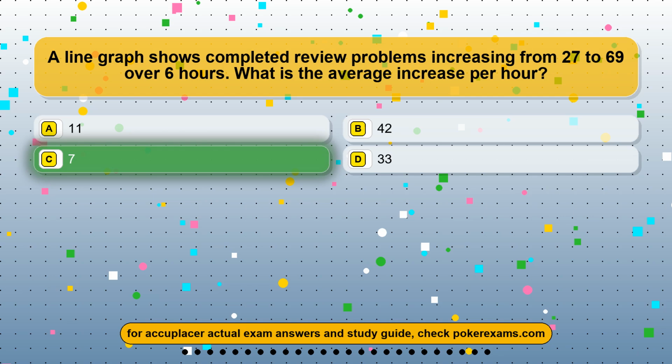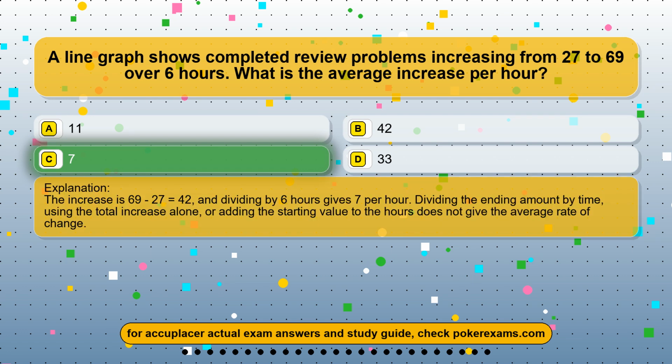The correct answer is option C, 7. The increase is 69 minus 27 equals 42, and dividing by 6 hours gives 7 per hour. Dividing the ending amount by time, using the total increase alone, or adding the starting value to the hours does not give the average rate of change.